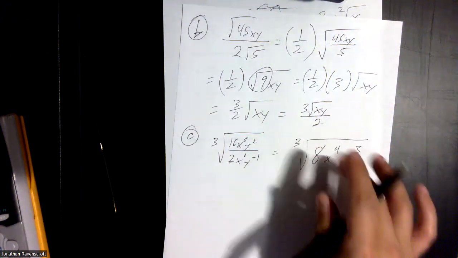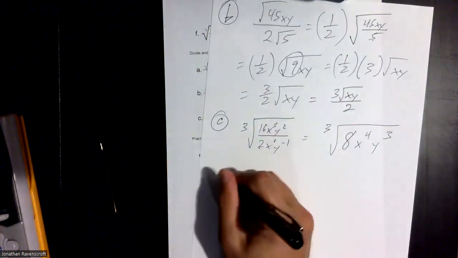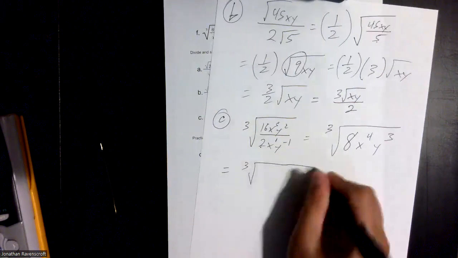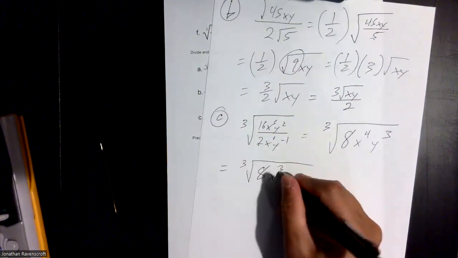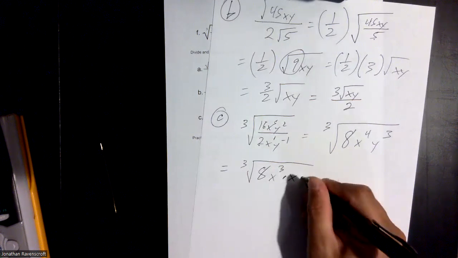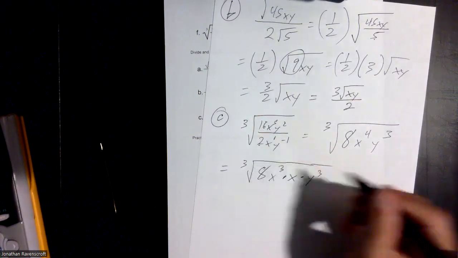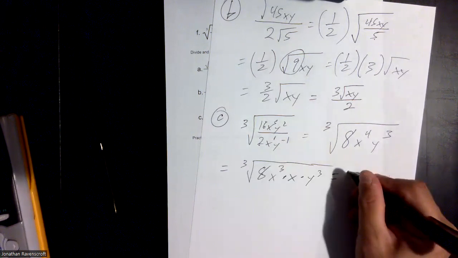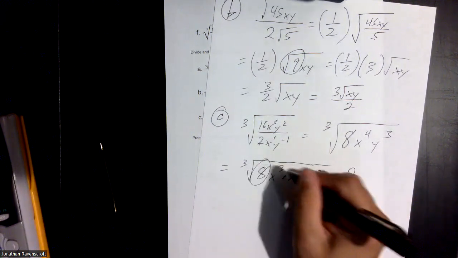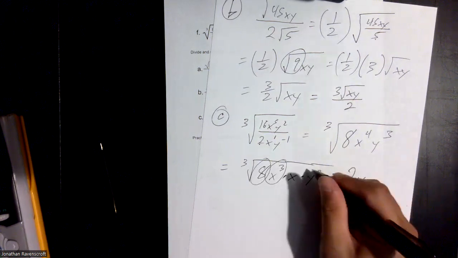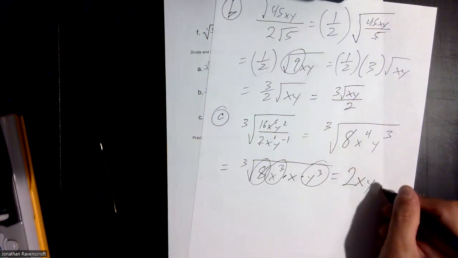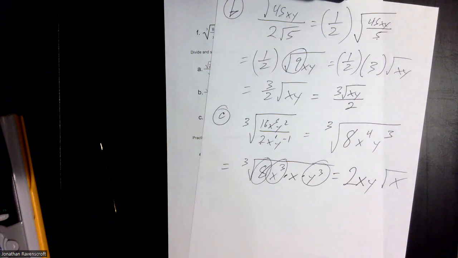Now that that's simplified, now we can do the cube root. Let me write that as the cube root of 8 x cubed times x times y cubed. The cube root of 8 is 2. The cube root of x cubed is x. The cube root of y cubed is y. Square root of x.